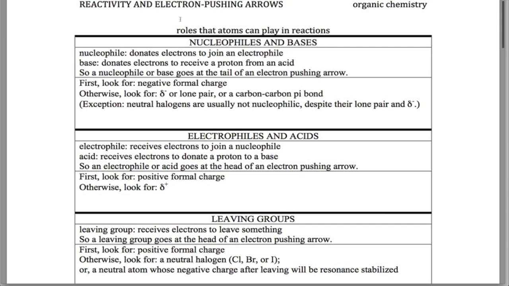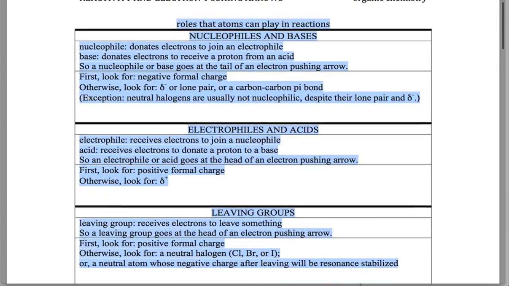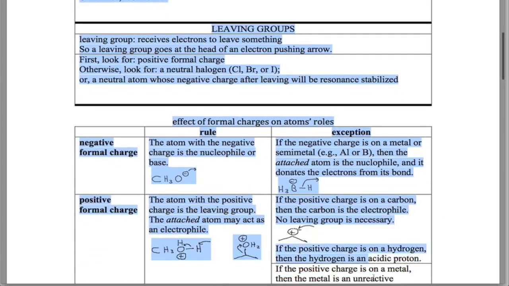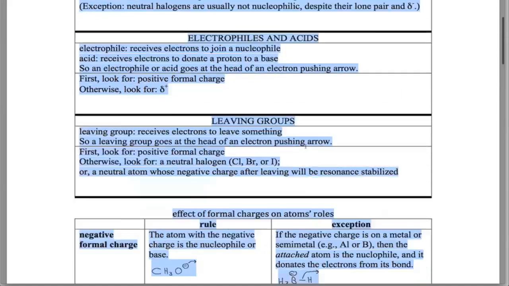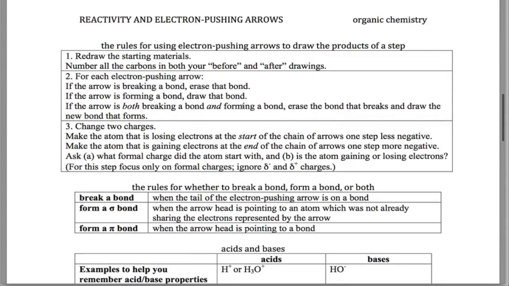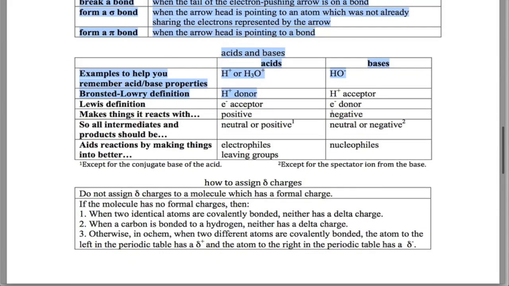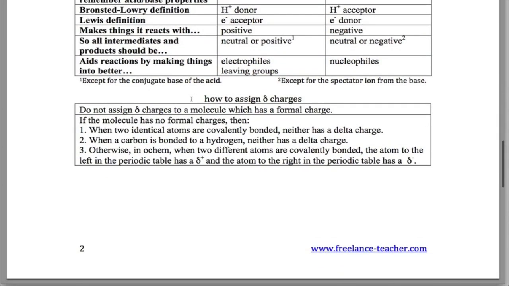So remember, the reason I gave you this handout is so that these ideas will not get lost in your notes and so that you have something to memorize. So this whole first page needs to be memorized, except for the couple of things we haven't talked about yet. You should already have the top half of page 2 memorized: how to draw products based on electron-pushing arrows. This middle table we haven't talked about yet, but we might get to it soon with acids and bases. And now we've talked about the table at the bottom of page 2 as well. So you should study this and have it memorized, how to assign delta charges.